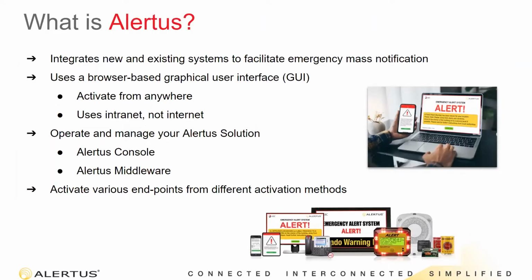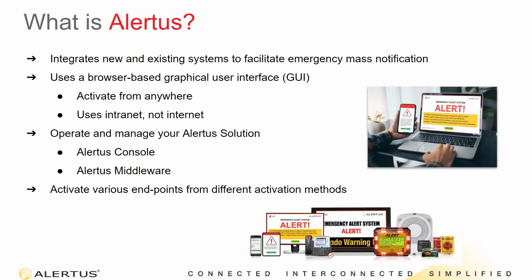So if you're new to your organization or to the role of an Alertus user, then you may be wondering, what is Alertus? Basically, Alertus is part of your organization's mass notification or emergency notification system. Because of our robust capabilities, Alertus allows for the integration of new and existing systems to facilitate emergency alerting throughout your organization. The Alertus system simplifies the complexities of systems and communications during critical incidents.